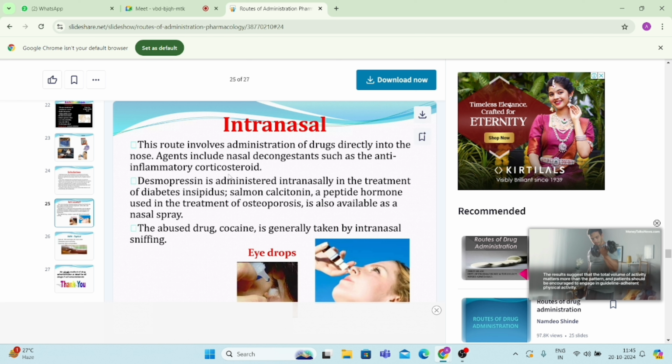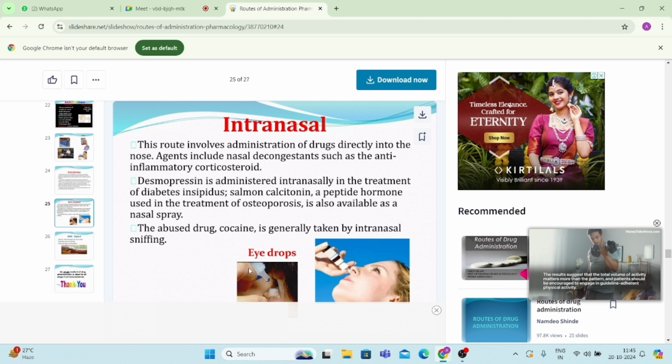These two are very important for the exam: desmopressin as well as salmon calcitonin. Okay, desmopressin is given for what? Diabetes insipidus, and salmon calcitonin can be given in the treatment of osteoporosis.